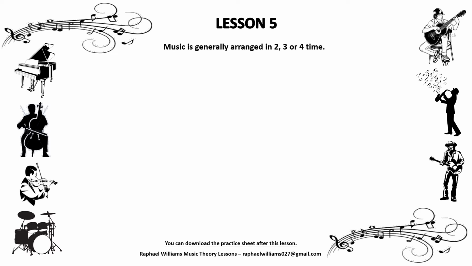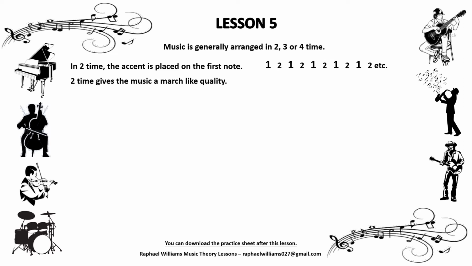Music is generally arranged in 2, 3, or 4 time. In 2 time, the accent is placed on the first note. 1, 2, 1, 2. 2 time gives the music a march-like quality.